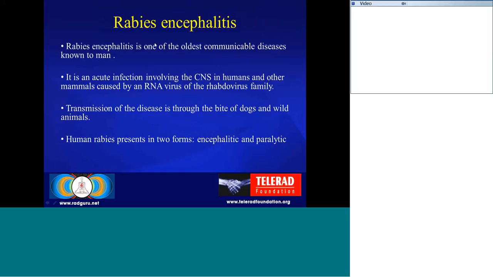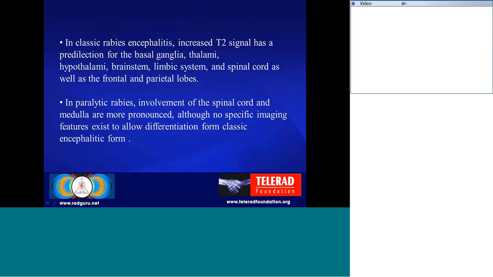So rabies encephalitis is also another type of encephalitis. It's one of the oldest communicable diseases known to man. It's an acute infection involving the CNS in humans and other mammals, caused by an RNA type of rhabdovirus. The transmission is through the bite of dogs and wild animals. Rabies virus presents in encephalitic and paralytic forms. In rabies encephalitis we see increased T2 signals, with predilection for the basal ganglia, thalami, hypothalami, brainstem, limbic system, and spinal cord, as well as the frontal and parietal lobes.